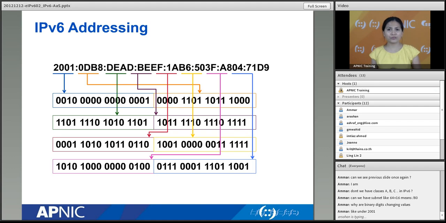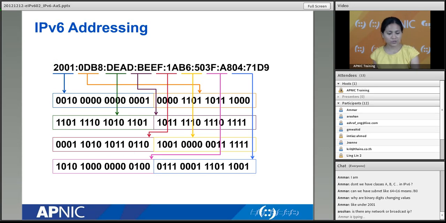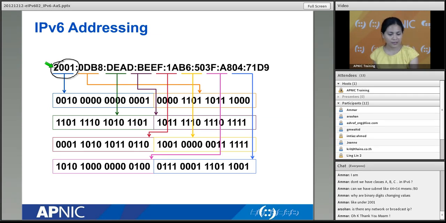Okay, I have one question from Amar about why are binary digits changing values? Okay, I don't quite get your question, so if you can please elaborate that further. But if I understand it correctly, correct me if I'm wrong, you are asking about this and this. So 2001 here, are you thinking that this is binary? Because this is not binary. This part here is not binary. That's what I've been trying to reiterate and explain to you guys. It's not binary, this is binary. Okay? So because this is hexadecimal, when you write that down into binary, 1 in hex is equivalent to 0001 in binary. Okay? So I think Amar already got that. Thank you for that reply.